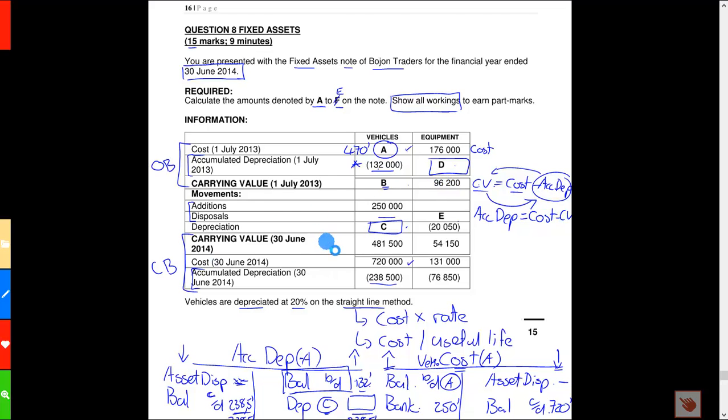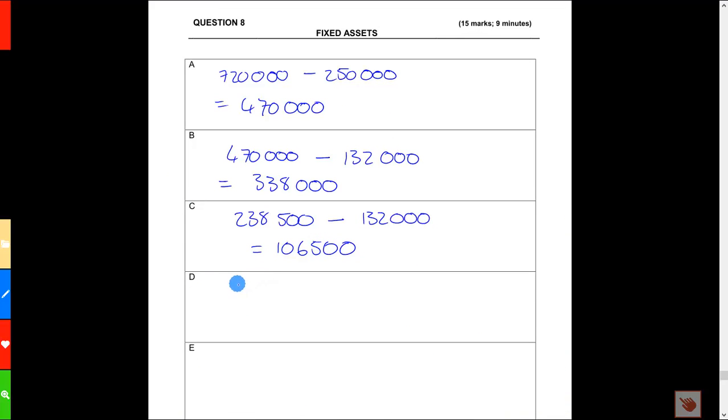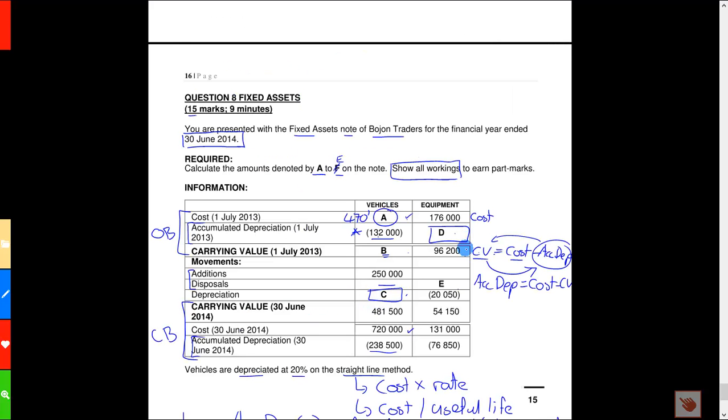So if we do that, we've got 176,000 minus the carrying value of 96,200. That gives me an answer of 79,800 as the accumulated depreciation. You can check yourself, put 79.8 in here, take 176 minus 79.8 and you should get to the 96,200.